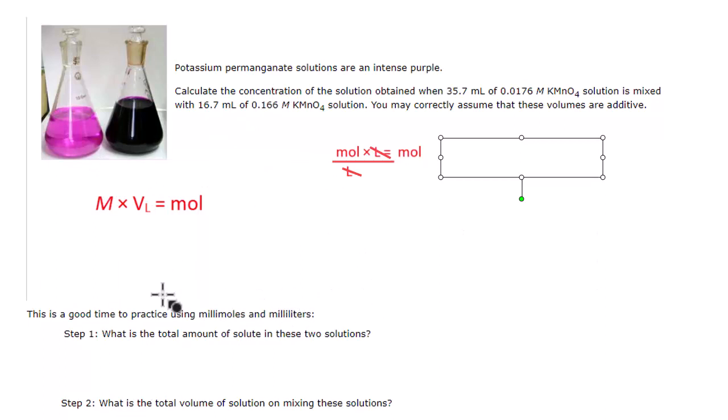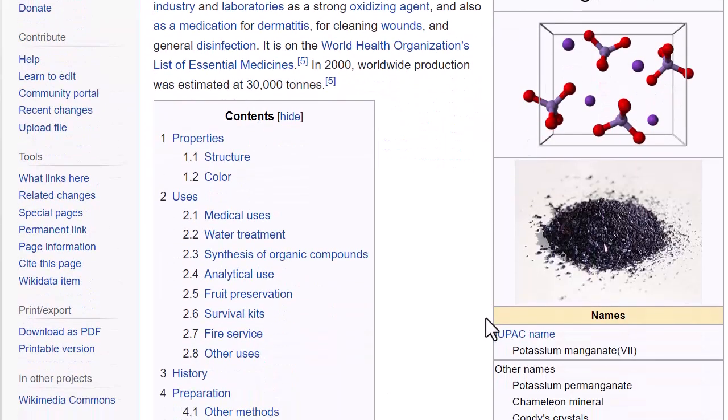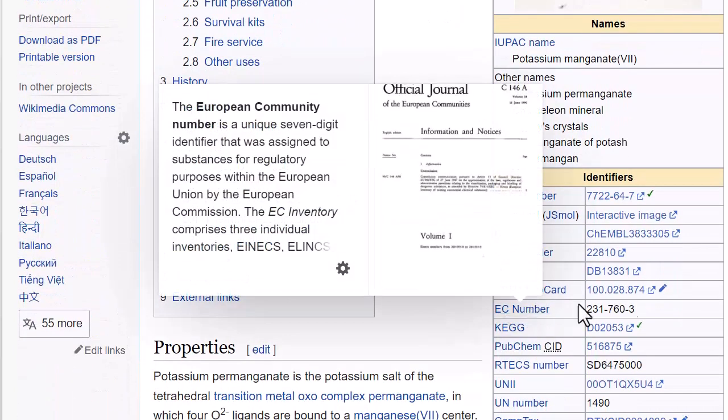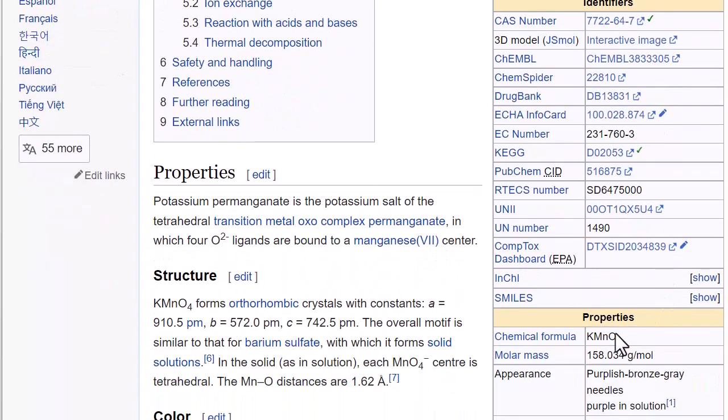So let's go to step 1. What is the total amount, and again, amount, we're dealing with moles, not grams, of solute in these two solutions? If you took these moles and multiplied by the molar mass of potassium permanganate, let's see, what is that? Let's go back to here. They'll give it to us. Here, its molar mass is, come on, it's got to be here somewhere. 158. Pretty large because we've got a metal and 4 oxygens. So let's go back to our problem.